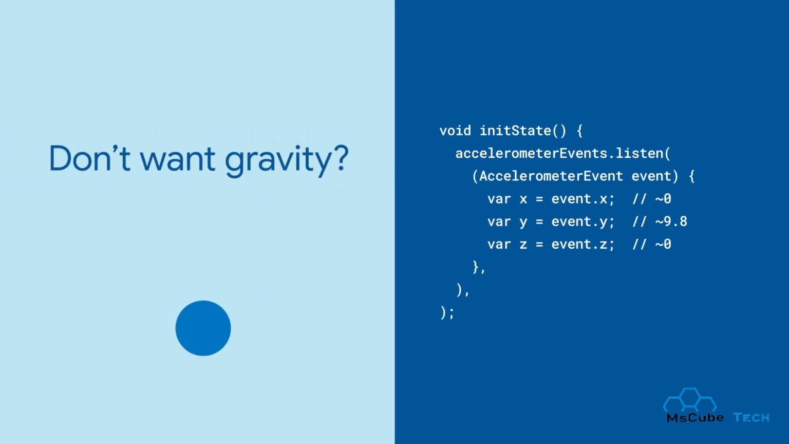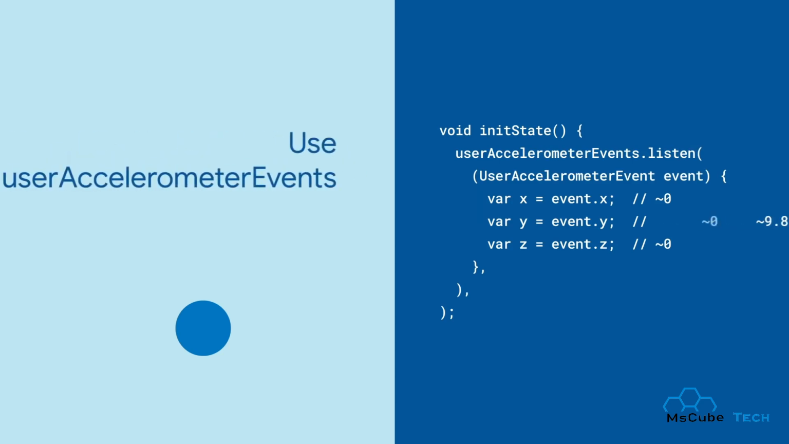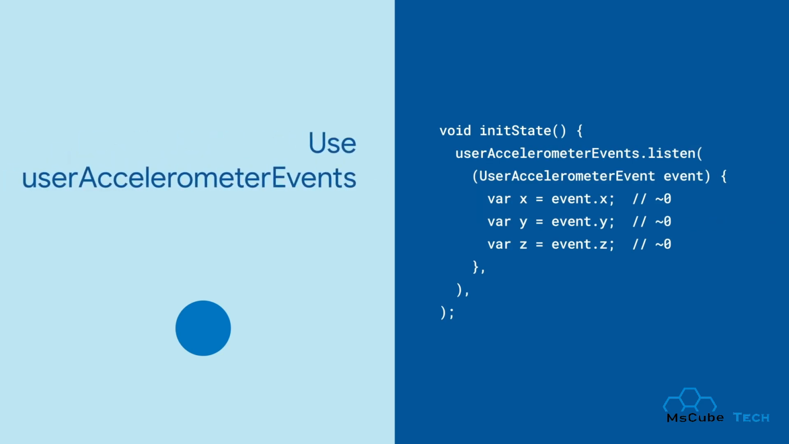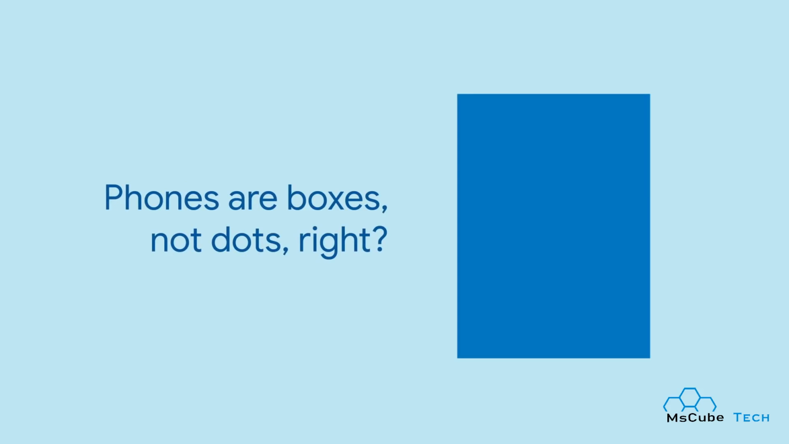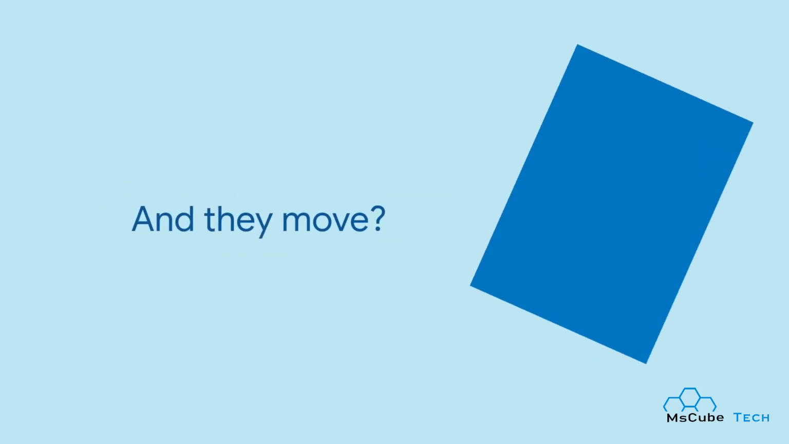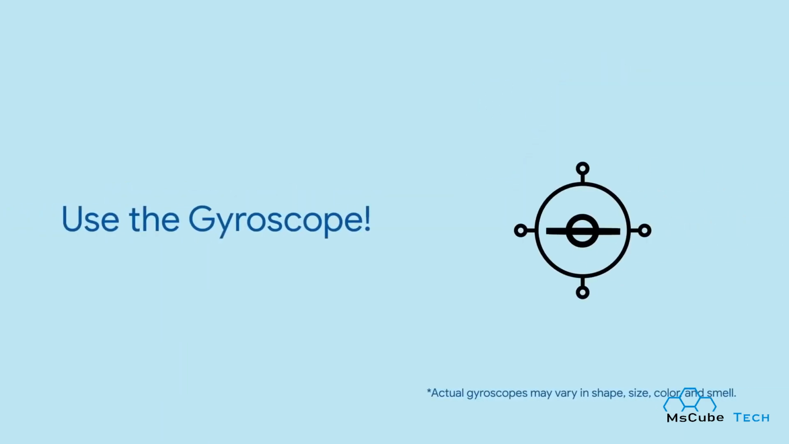But sometimes, gravity is just a little too much. In that case, swap out accelerometer events with user accelerometer events. That tells you about the phone's movement without gravity. Hold the phone perfectly steady, and its change in position in every direction will be 0. Next up, imagine your phone as a flat, upright square. Now tilt it. But how did it move? And is it continuing to tilt even more?